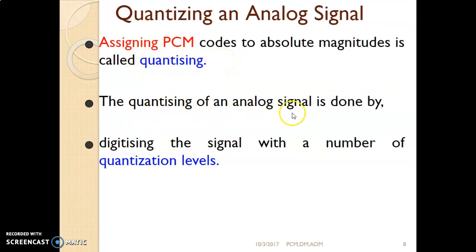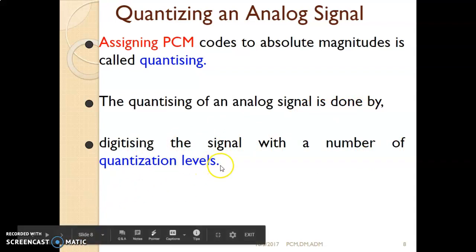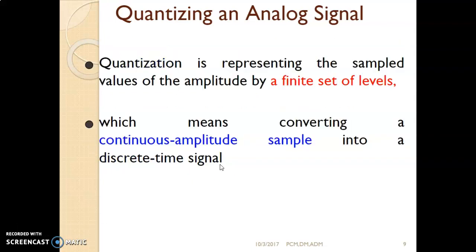The quantizing of an analog signal is done by digitizing the signal with a number of quantization levels, and what a quantization level is we will understand with the help of an example. Quantization is representing the sampled values of amplitude by a finite set of levels, which means converting a continuous amplitude sample into a discrete signal. Quantization is the second step after sampling, and there you are assigning a nearby voltage level to each and every sample, and that process is called quantizing.